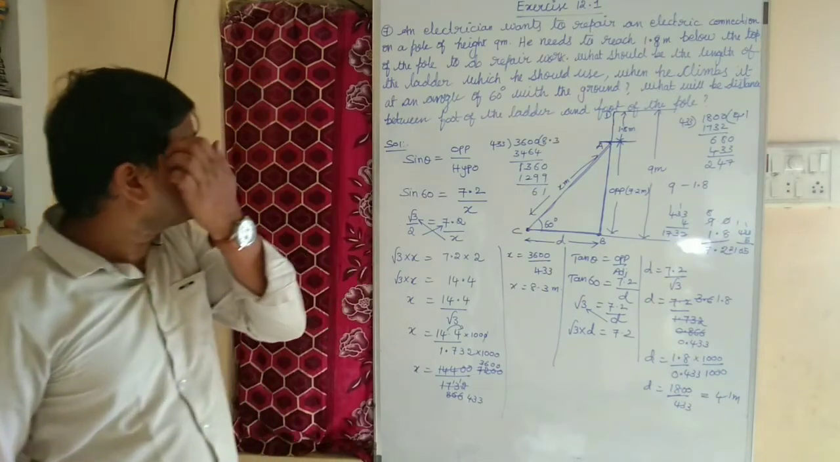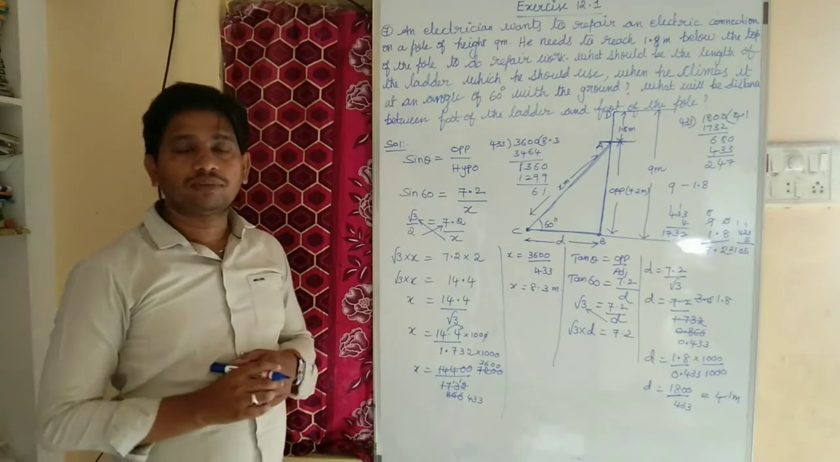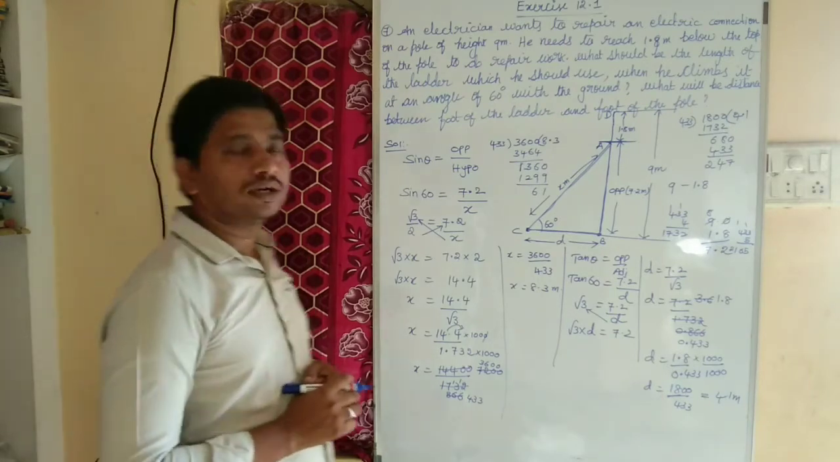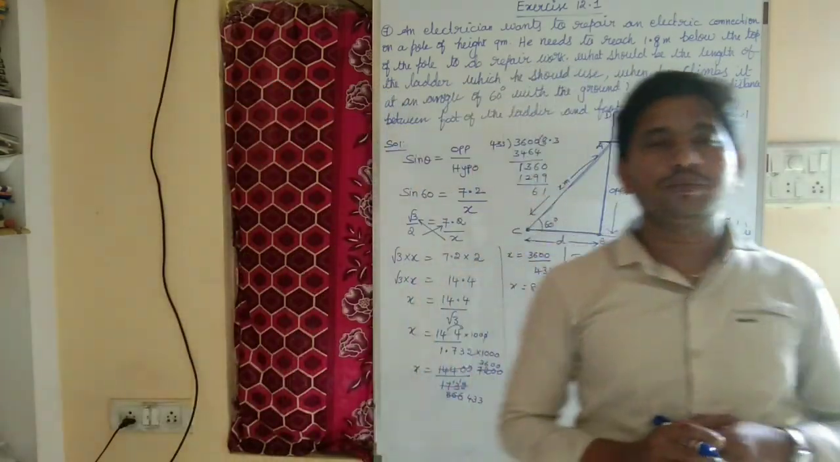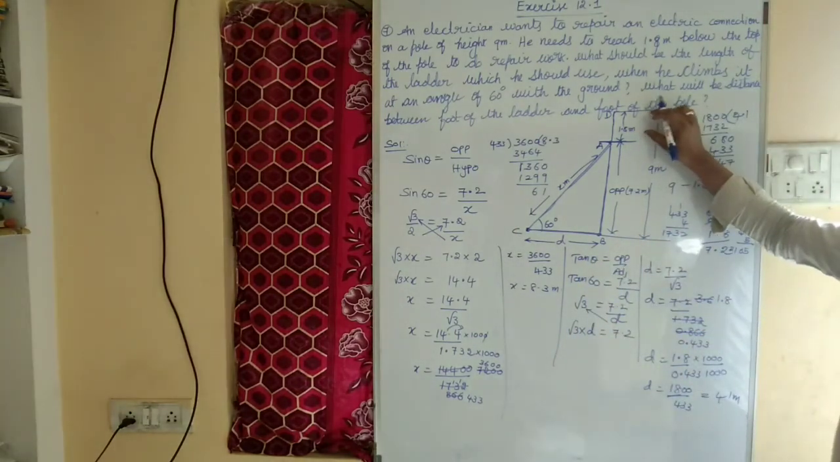So what is the distance between foot of the ladder and foot of the pole? Which will be 4.1 meters. So this is our 7th problem. I hope you understood this problem. So this part is very important.